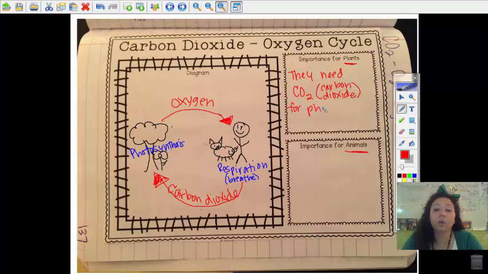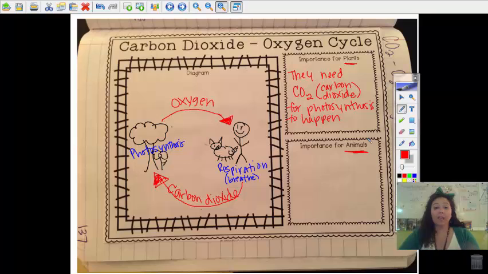for photosynthesis to happen. If we don't breathe out carbon dioxide, will photosynthesis happen? No. And if photosynthesis doesn't happen, will the plant make its own food? And if the plant doesn't make its own food, will it survive? Absolutely not. That leads into why it is important for animals.